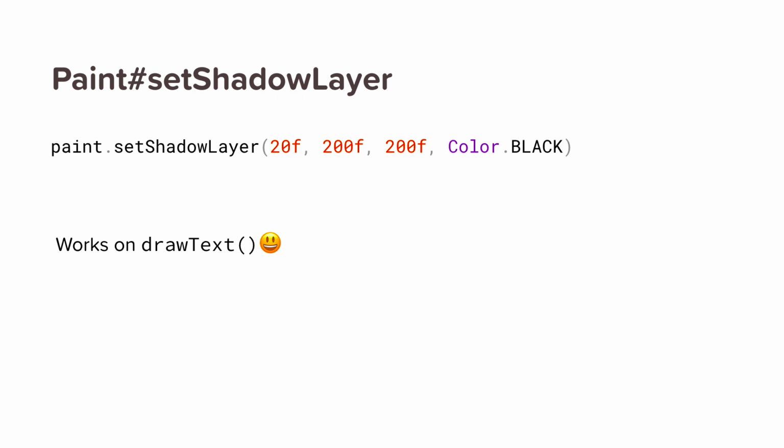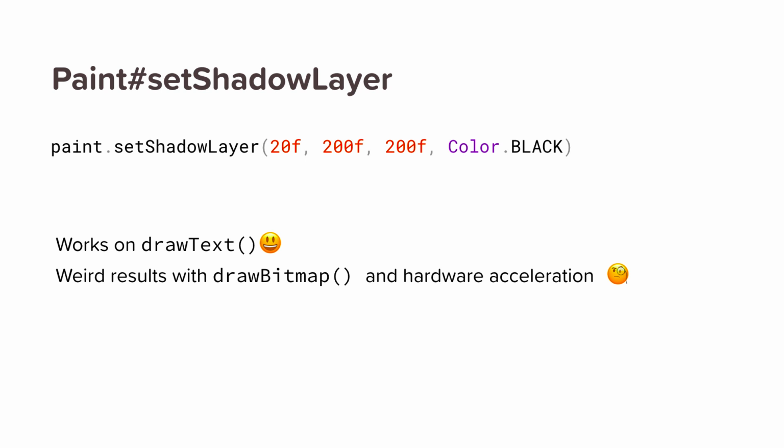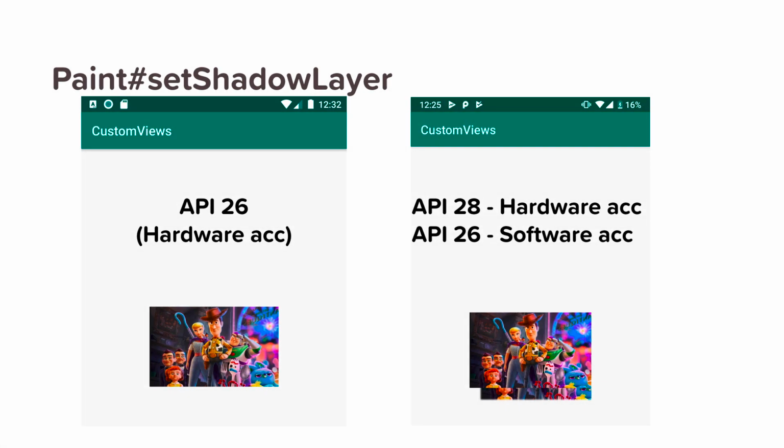That's awesome. But things get a little bit weird when you start to draw bitmaps and enable or disable hardware acceleration. And it also doesn't really work well at all with drawing paths on the screen. So setShadowLayer basically only works with drawing text on a screen. So here's an example of what it looks like. I'm setting a shadow layer on a bitmap that I'm drawing on screen.